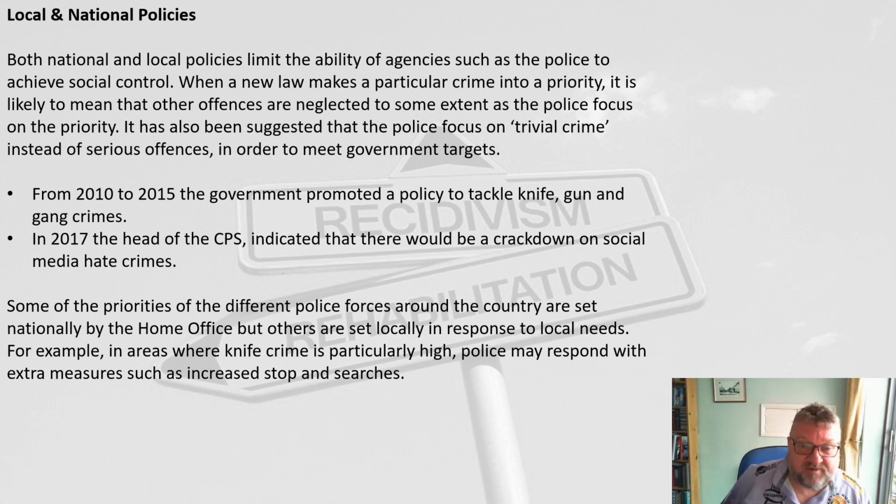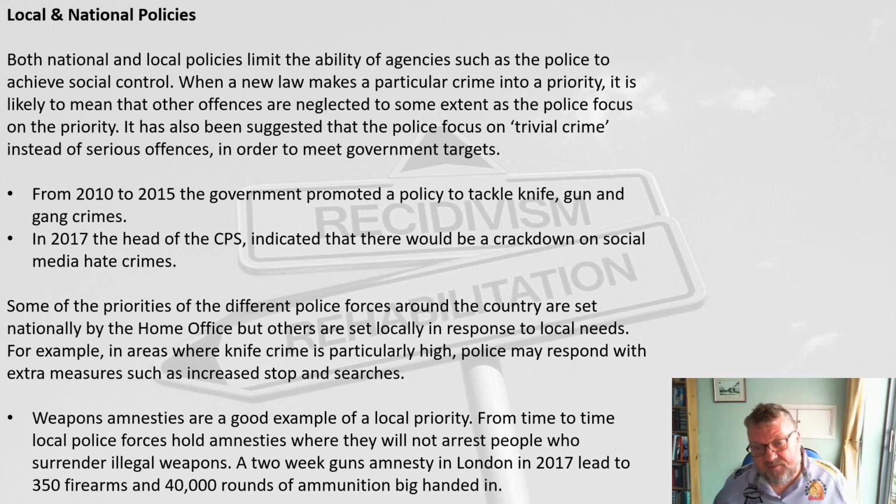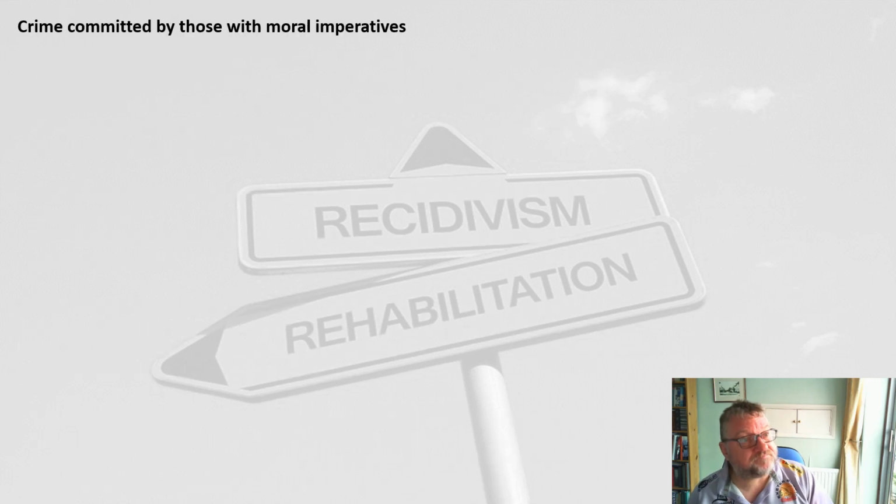For example, we've already mentioned knife crime, but where knife crime is particularly high, police may respond with extra measures such as increased stop and searches. But an example of something that's worked well for a local priority would be weapon amnesties. So from time to time, local police forces hold amnesties where they won't arrest people who surrender illegal weapons. A 2-week gun amnesty in London in 2017 led to 350 firearms and 40,000 rounds of ammunition being handed in. So that's got to be a good thing, I would argue.